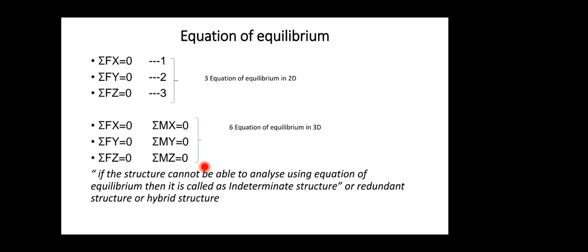If the structure cannot be analyzed using equations of equilibrium, then it is called an indeterminate structure. One should know this because we are dealing with static indeterminacy and kinetic indeterminacy. In that, you should know what indeterminacy is.